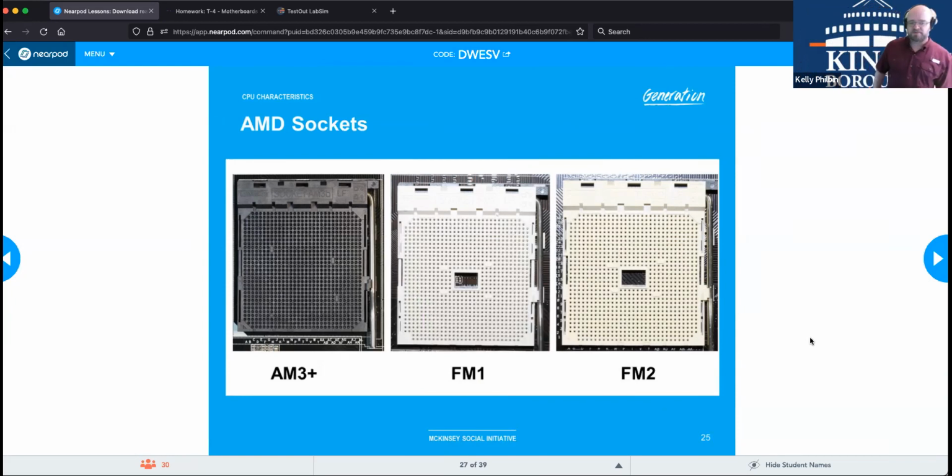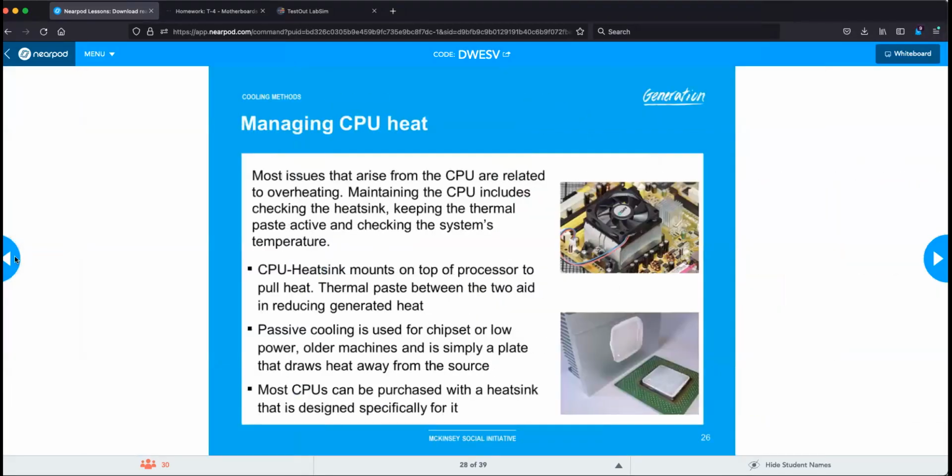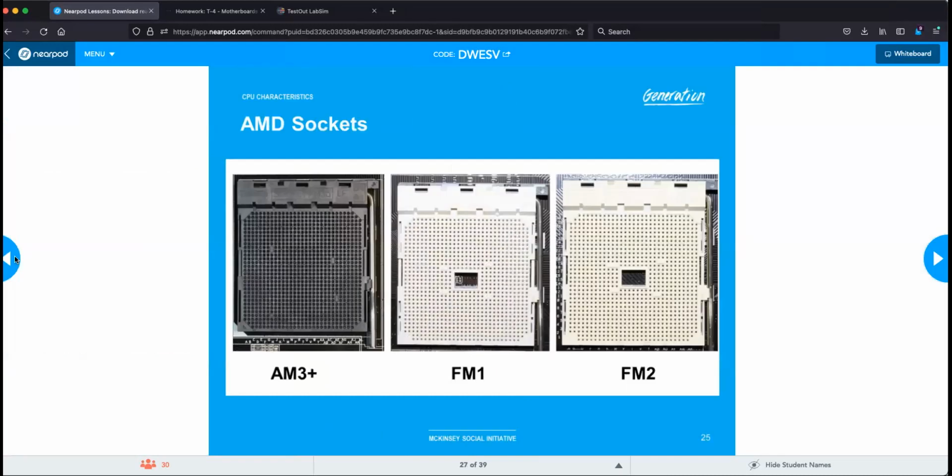Questions so far with regards to CPU sockets? Yeah, Mr. Akari. Yes. With the knowledge so far, which one is the best to have if I really want to get a system, AMD or Intel?